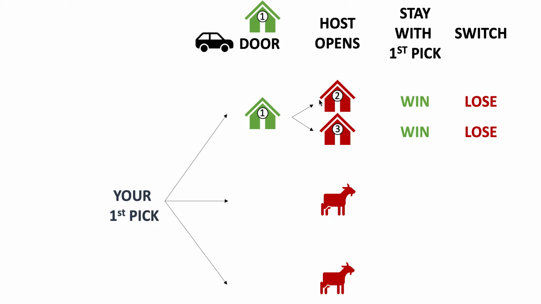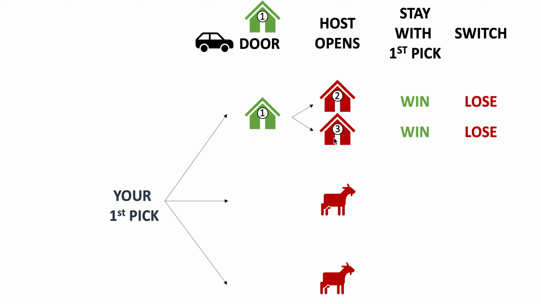So if we follow this branch, the branch above, and try to understand that first, let's say he opens door 2 to reveal a goat. What that means is now you have an option to choose between door 1, your original choice, or door 3, because he opened door 2. So you could either stick with door 1 or you could choose door 3 in this first case. Now if you stick with door 1, you win because that's the car door. But with door 2 opened, if you switch from door 1 to door 3, you end up with a goat. So you lose.